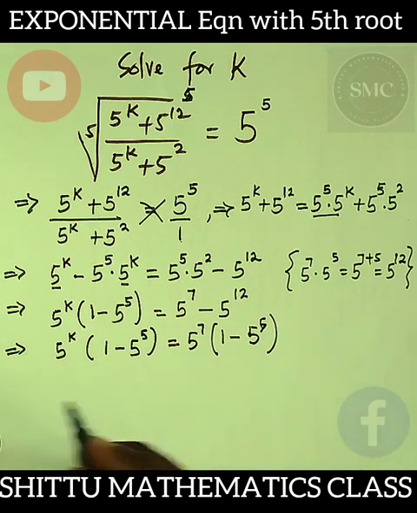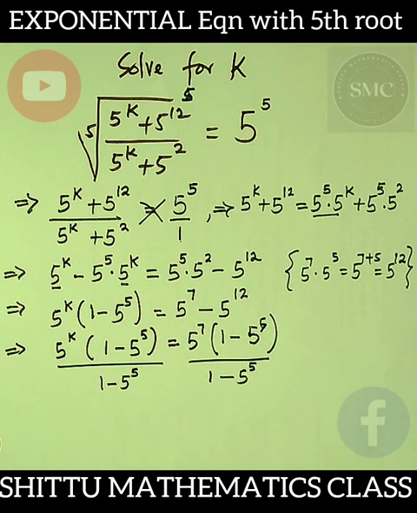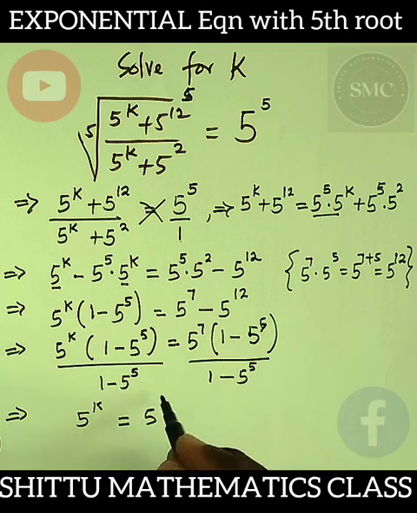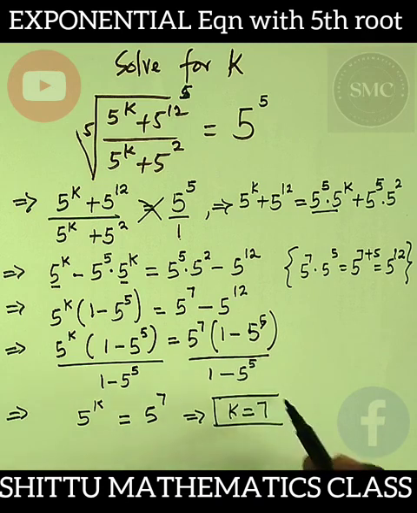Is that understood? So from there, you can see that we have something common. So therefore, when we divide through by 1 minus 5 to the power 5, you can see that this equation is going to be 5 to the power k equals 5 to the power 7. So therefore, since the bases are the same, this implies that k is equal to 7, that is, their powers are equal. And we have our solution to be k equals 7. Is that understood?